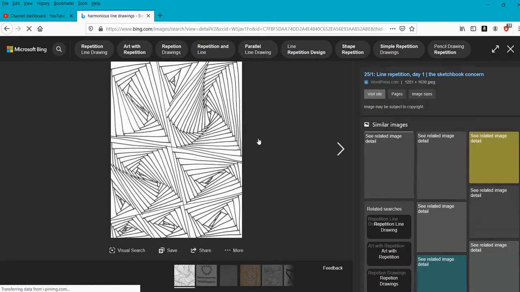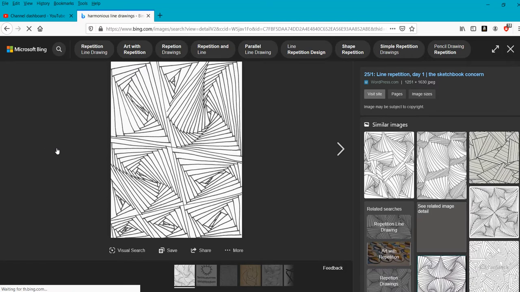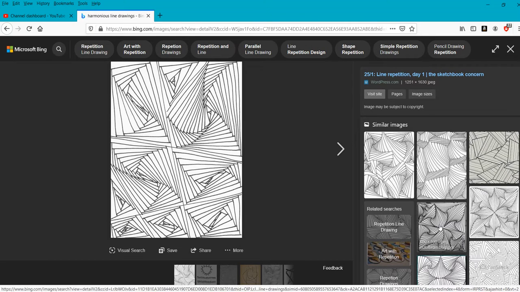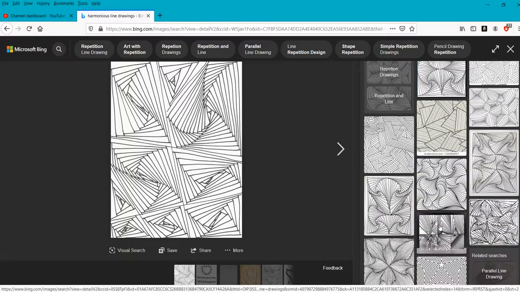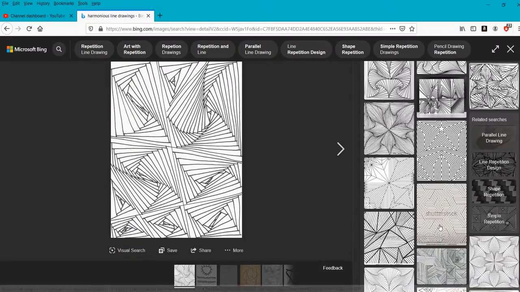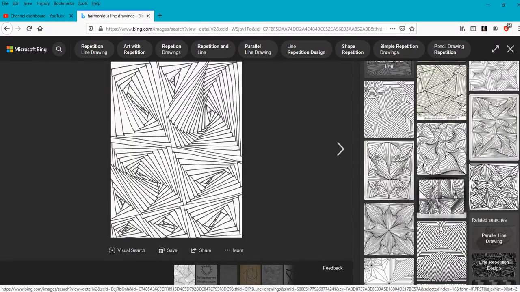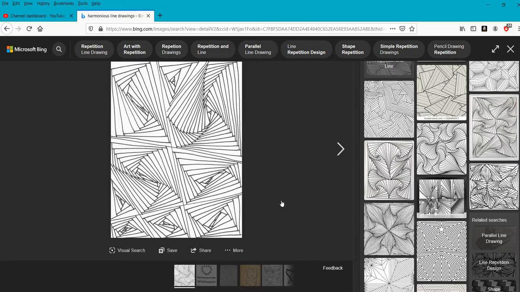Here are some examples of harmonious line drawing. Now, this is pretty intricate here, but you could pull it off if you wanted to do something like that. Over here, there's many, many more examples. This is Bing. Going to Bing Images, putting in harmonious line drawings, and you'll see all this. So they're basically patterns that work with each other.